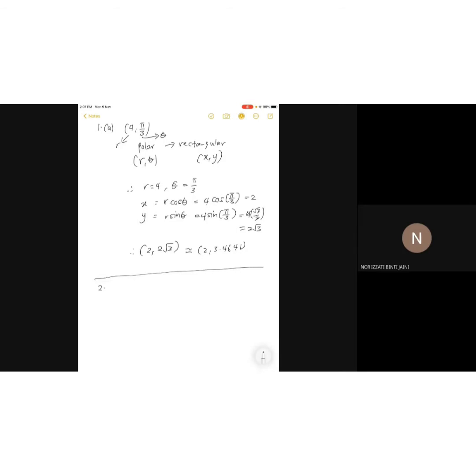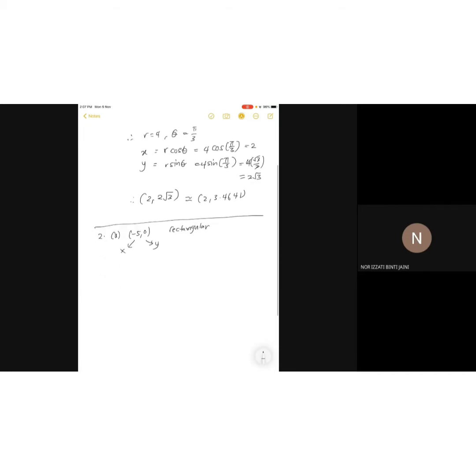Okey, soalan nombor 2. Ini cepat, a point is given in rectangular coordinate. So maksudnya sekarang dia bagi dalam rectangular. Kalau contoh soalan A tu, 5, so this one is rectangular, means this is x, this is y. Okay.